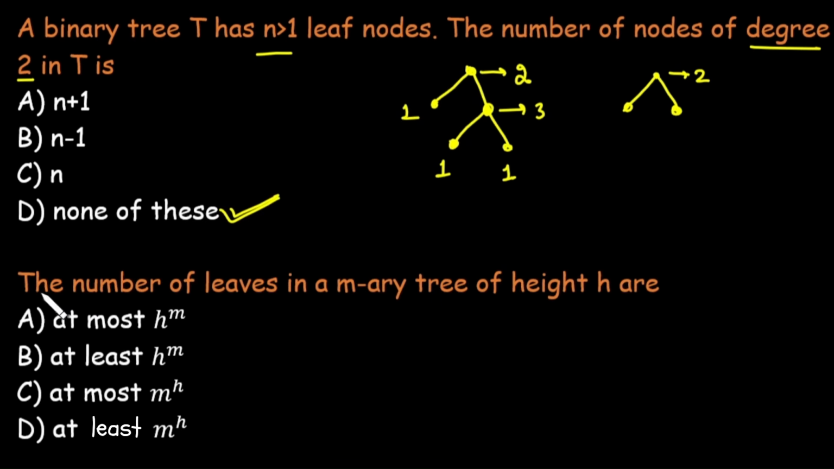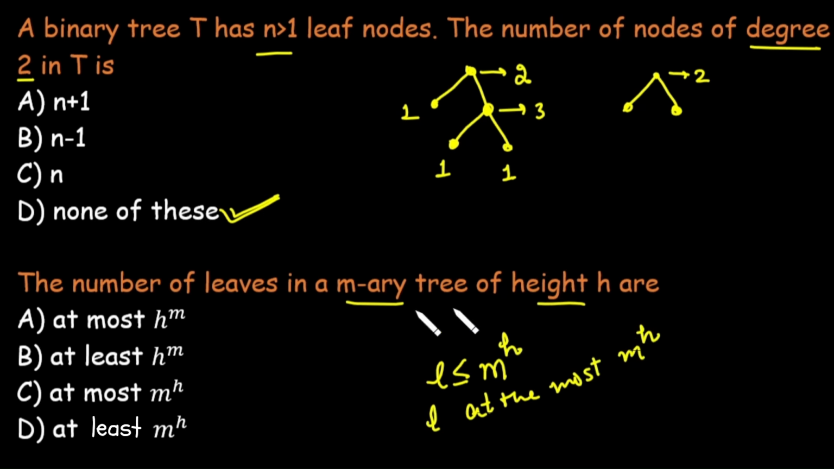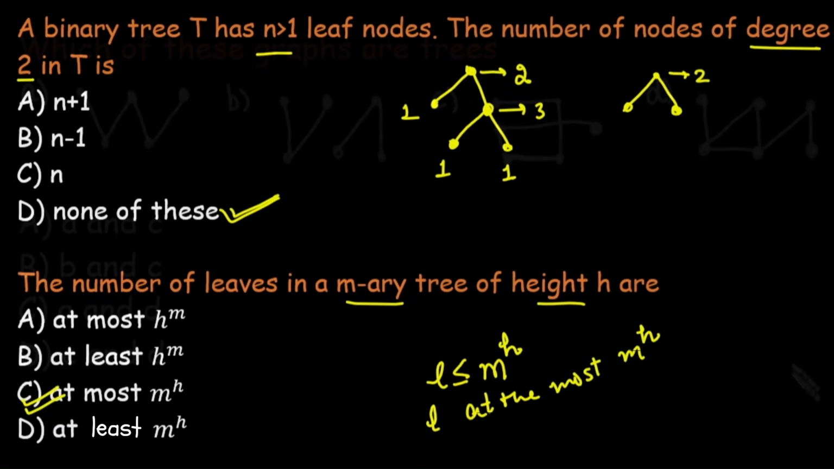Taking the next case, the number of leaves in every tree of height h is what? Remember that the number of leaves in every tree is always less than or equal to m raised to the power h. According to this, when we say less than or equal to m raised to the power h, it means L is at most m raised to the power h. So according to this, option C is correct.